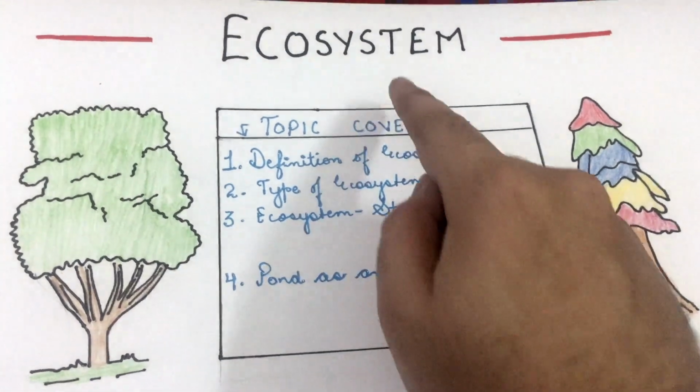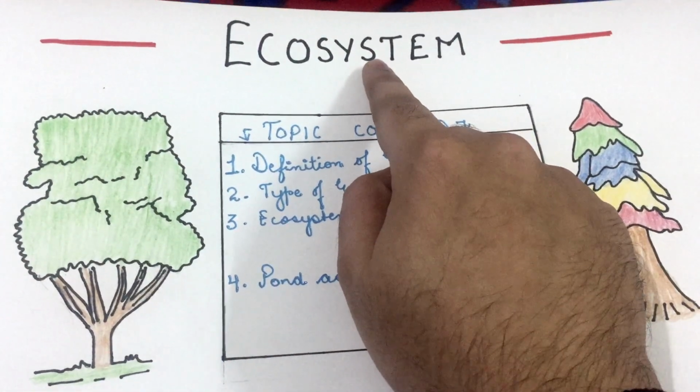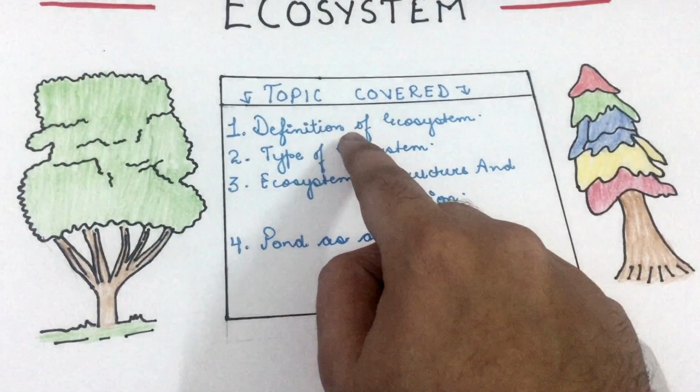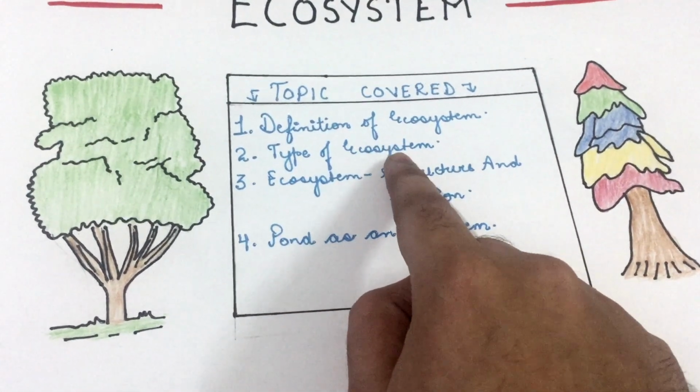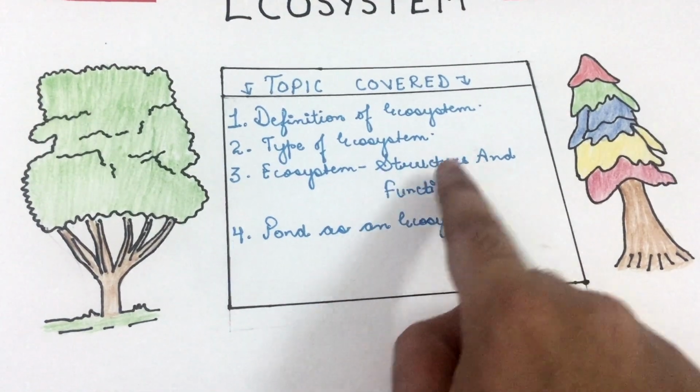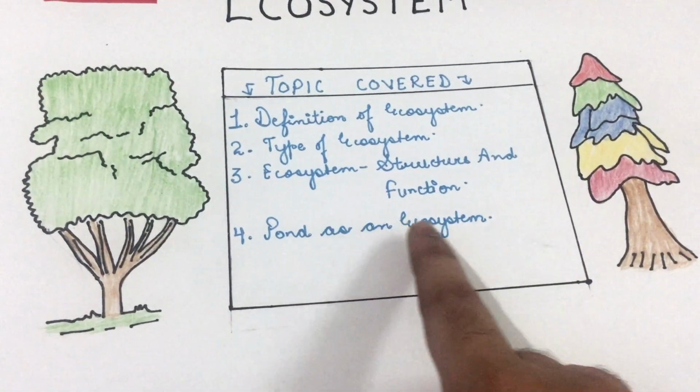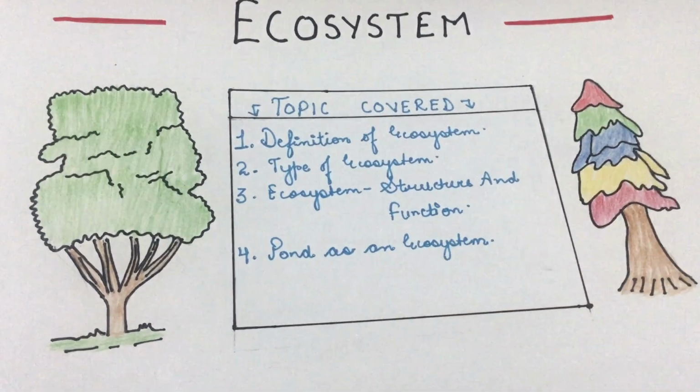Hello students, today we will do the chapter on ecosystem for class 12, and the topics covered are the definition of ecosystem, types of ecosystem, ecosystem structure and function, and pond as an ecosystem. So let's start.